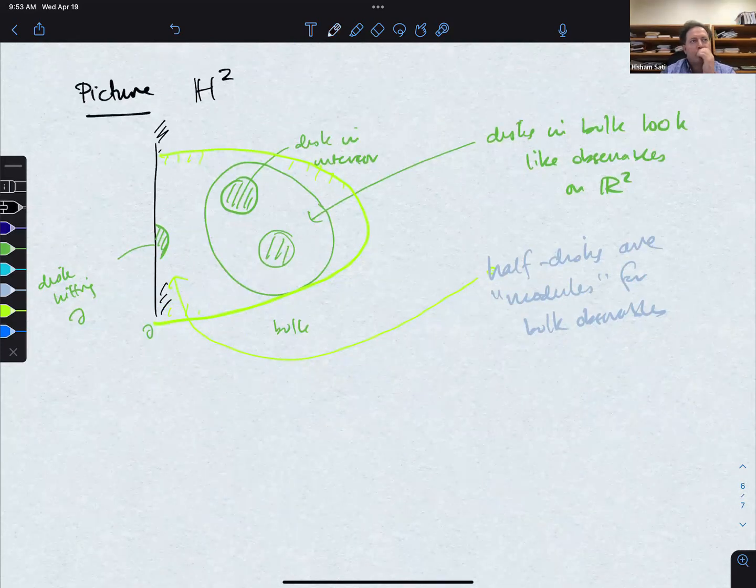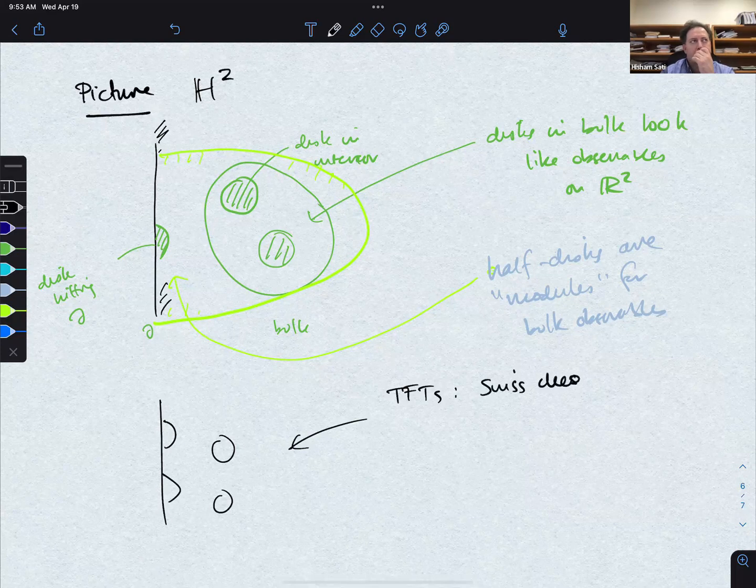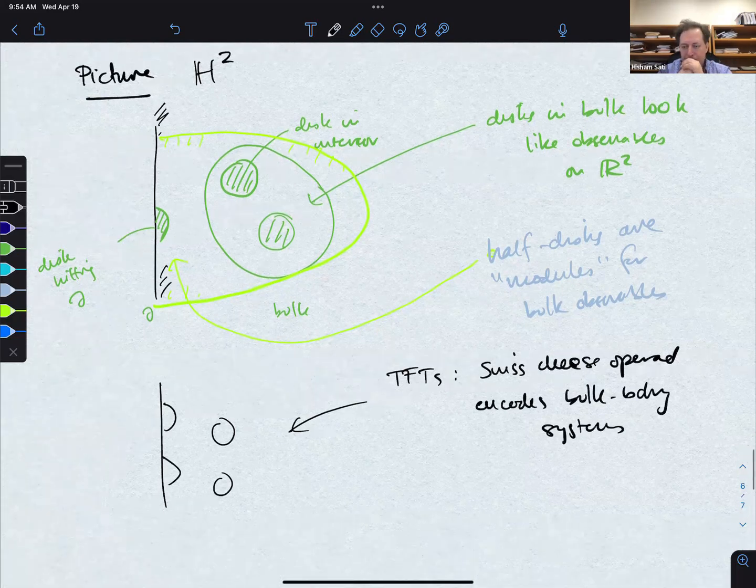So this picture where you sort of draw things like this, for TFTs, Kontsevich and Voronov introduced a language for this, called the Swiss cheese operad. So this is just to orient you. But of course, these pictures make sense in the pre-factorization algebra setting. These are just particular open sets, and you have these structure maps.